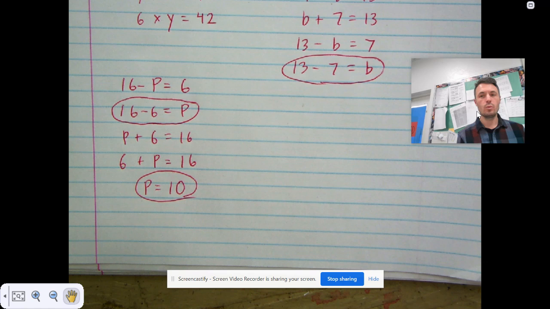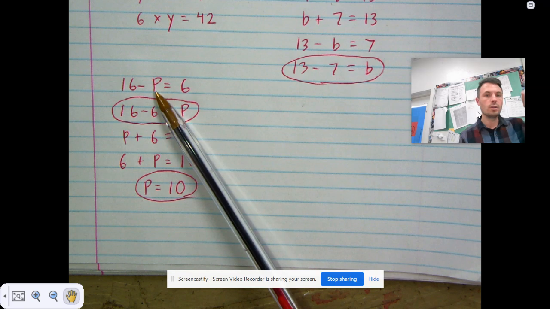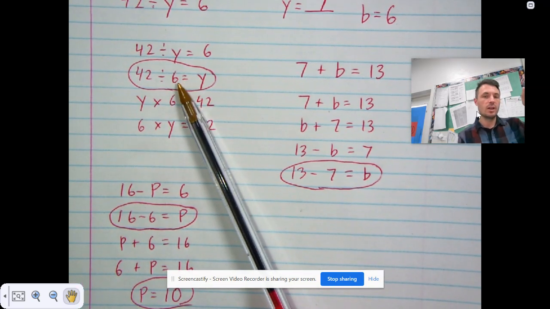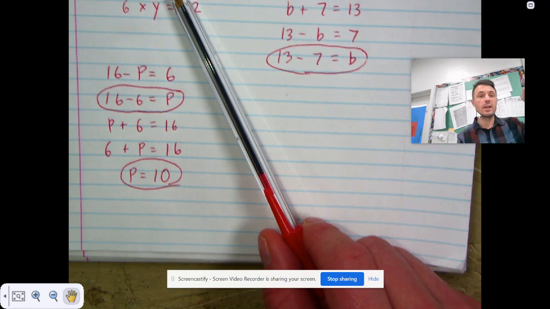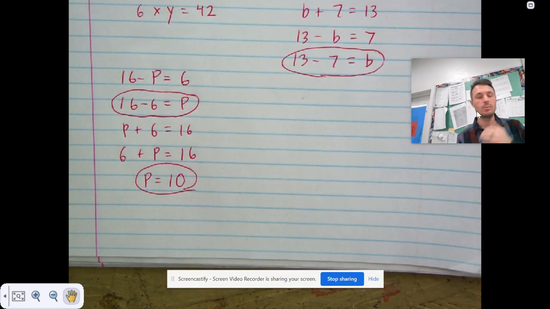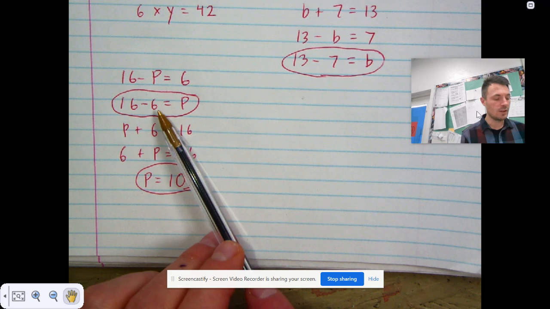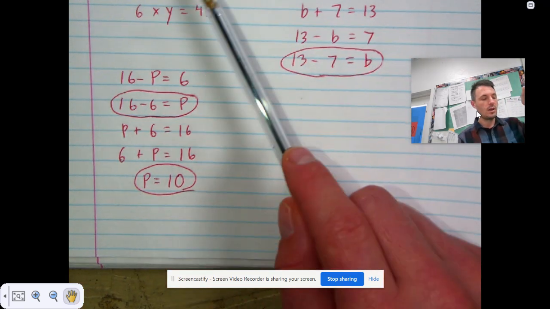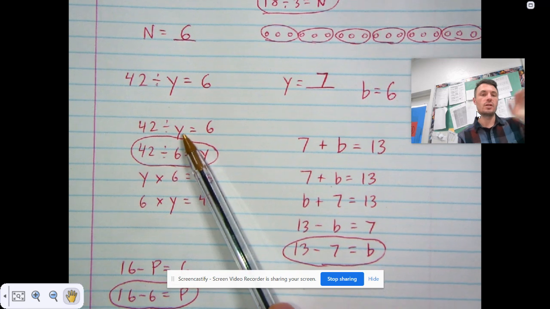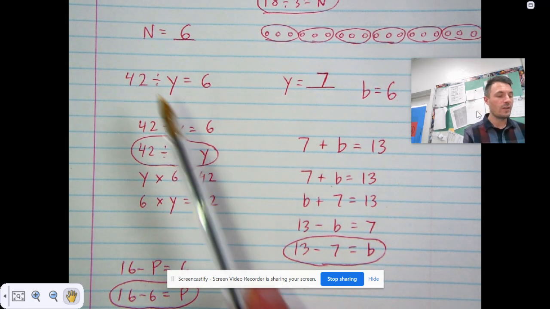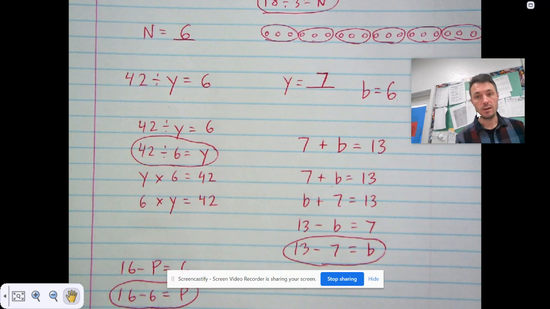I want to do another one with subtraction and another one with division before we're done, because you've seen it with the subtrahend being an unknown, and you've seen it with the divisor being an unknown. I want you to see what it looks like when the dividend and when the minuend are an unknown.